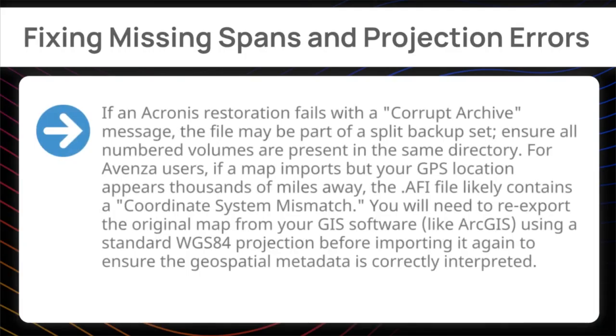Finally, fixing missing spans and projection errors. If an Acronis restoration fails with a corrupt archive message, the file may be part of a split backup set. Ensure all numbered volumes are present in the same directory. For Avenza users, if a map imports, but your GPS location appears thousands of miles away, the AFI file likely contains a coordinate system mismatch. You will need to re-export the original map from your GIS software, like ArcGIS, using a standard WGS84 projection before importing it again to ensure the geospatial metadata is correctly interpreted.